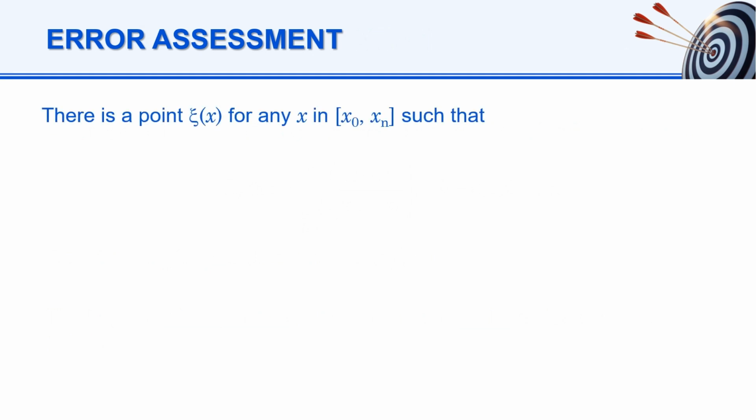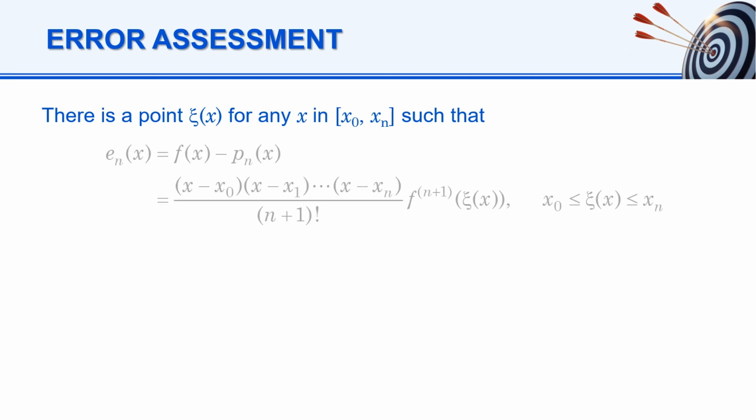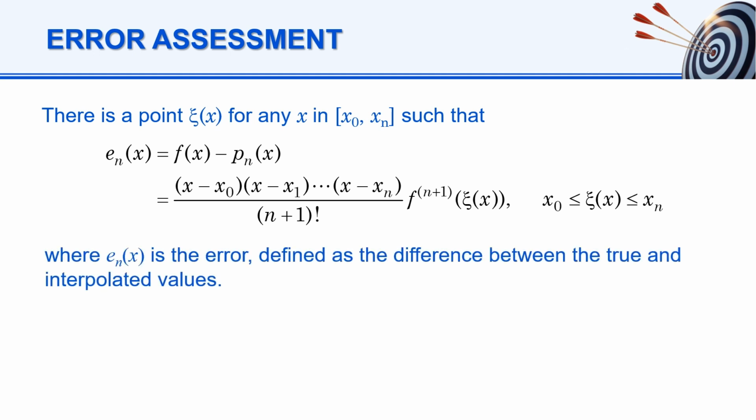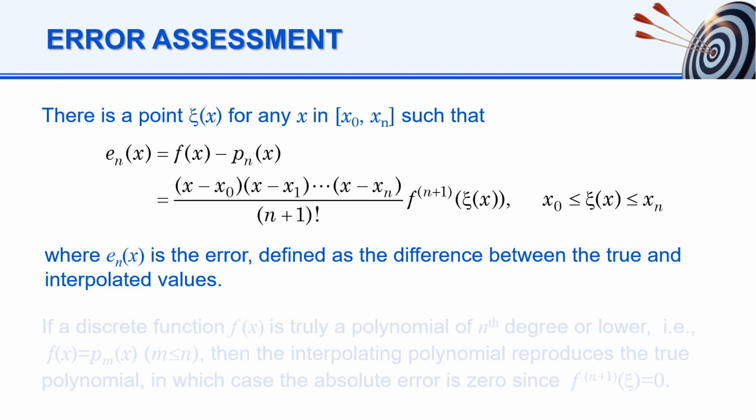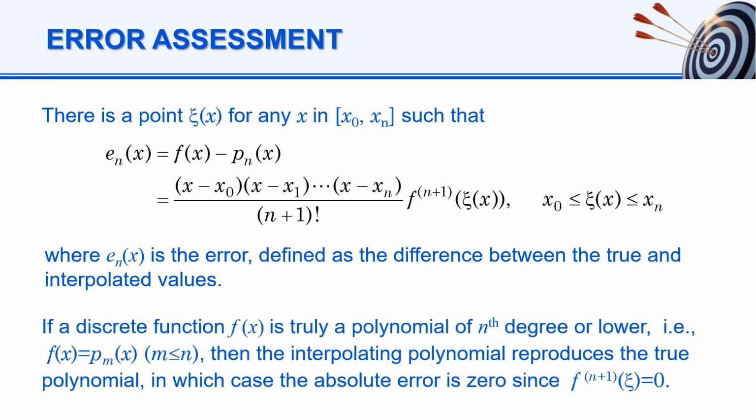There is a point c(x) for any x in [x_0, x_n], such that the following holds, where E(x) is the error, defined as the difference between the true and interpolated values. If a discrete function f(x) is truly a polynomial of nth degree or lower, i.e., f(x) equals p_m(x), m less than or equal to n, then the interpolating polynomial reproduces the true polynomial, in which case the absolute error is 0 since the (n+1)th derivative of f(c) is 0.